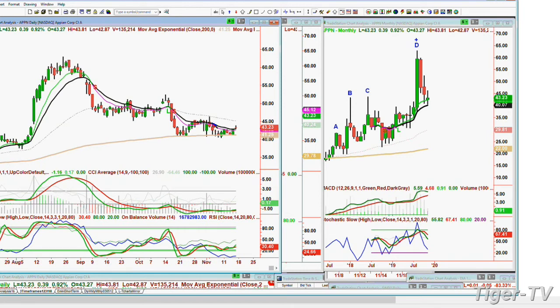It's a better way to be in it because you're moving with higher highs and higher lows. I don't want to be buying lower highs and lower lows. So that's the idea right now. And then we can talk about it again next week. But that's the way I'm looking at it.